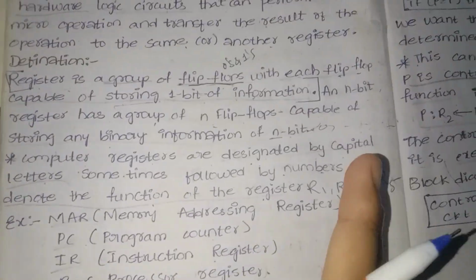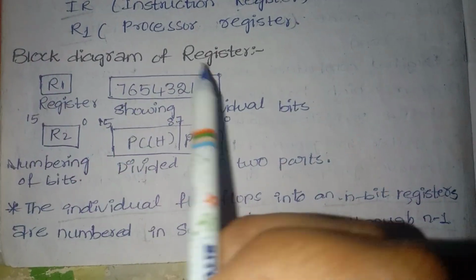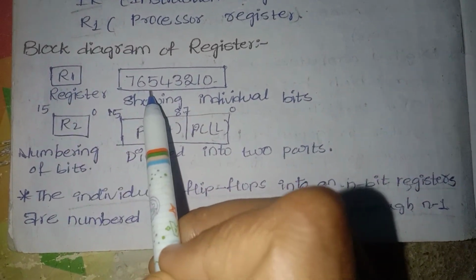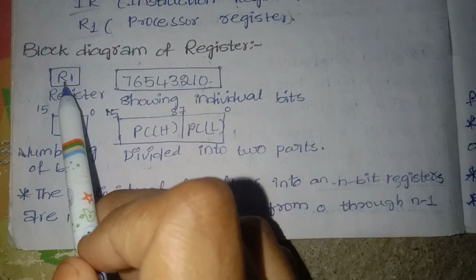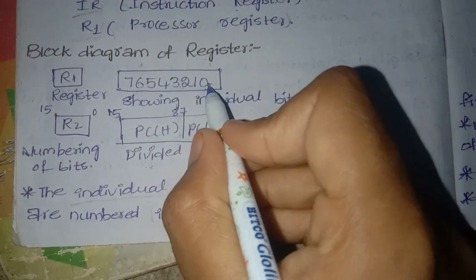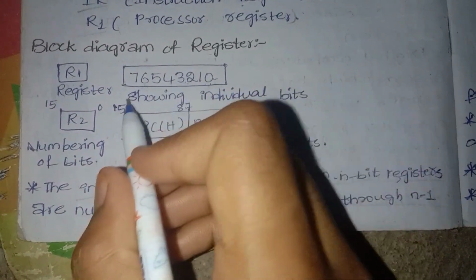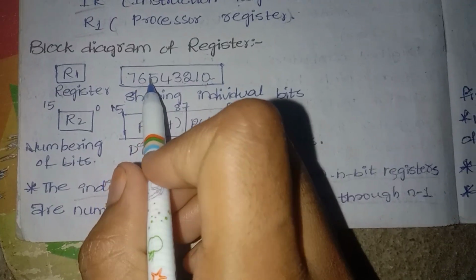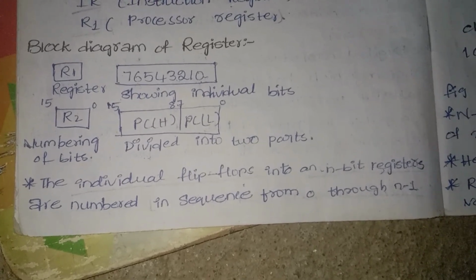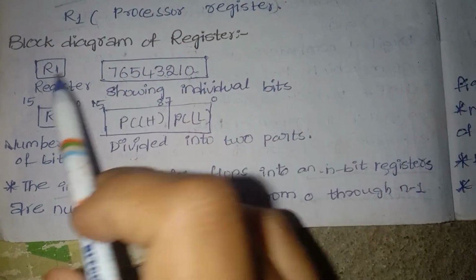We have one block diagram for the representation of registers. This is the block diagram of a register. R1 is a register, with individual bits stored as 0, 1, 2, 3, 4, 5, 6, 7. From right to left, we start on the right and go to the left side. For storing the bits, we are storing individual bits from 0 to 7, a total of 8 bits. It starts with 0 and ends with n-1. Here there are 8 bits, so 8 minus 1 is 7. We start with 0 and end with 7. This is the representation of the R1 register.